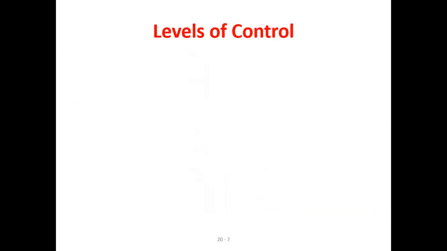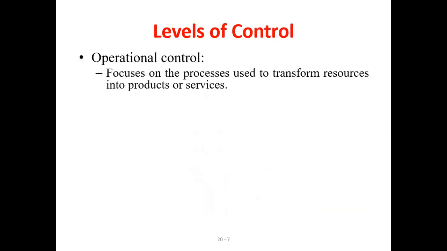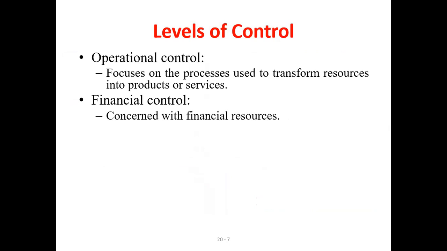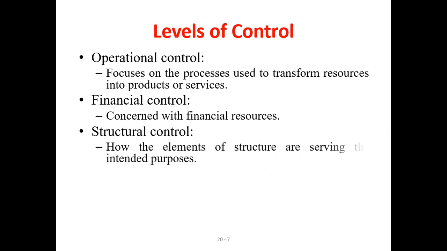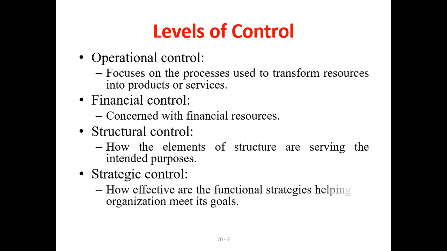Next is the level of controlling. What is meant by level of controlling? First, operational control focuses on the processes used to transform resources into products or services. Next is financial control, concerned with financial resources. The next level of controlling is structural control, how the elements of structure are serving the intended purposes. The next level of control is strategic control, how effective the functional strategies are in helping the organization meet its goals.